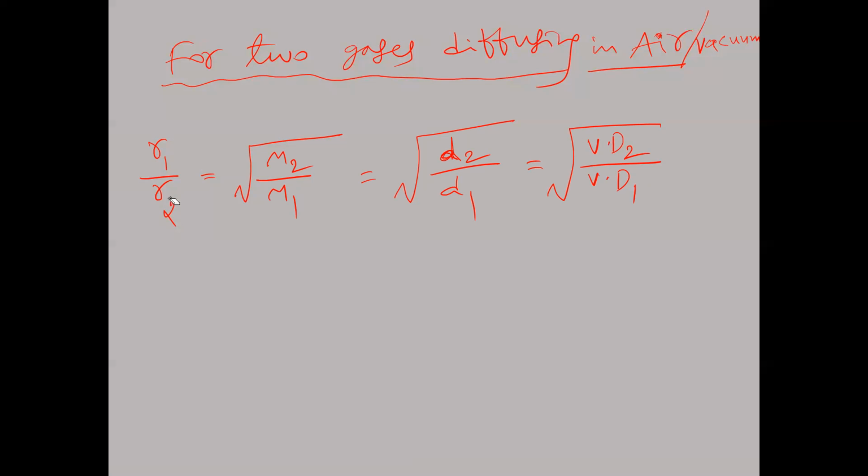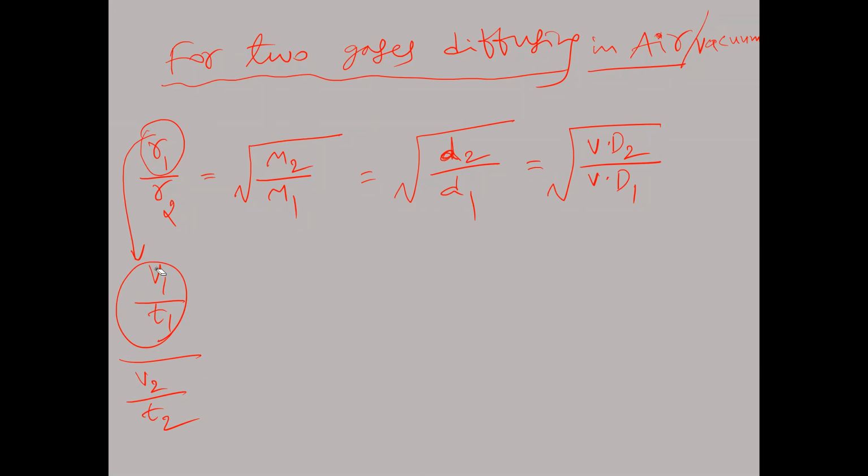So R1 by R2 is equal to under root M2 by M1. M is the gram molecular weight, D is the density, VD is the vapor density of the gas, and R is the rate of diffusion. In place of R1, what we can write is V1 by T1, and in place of R2 we can write V2 by T2.